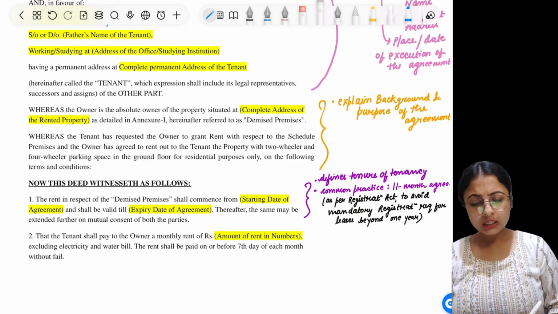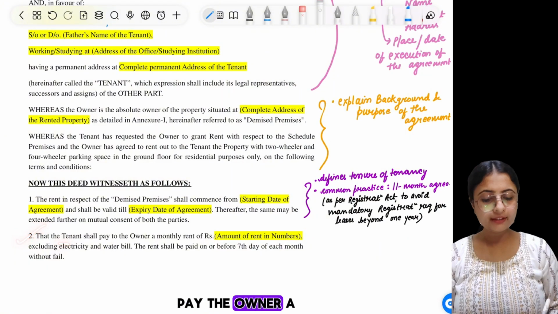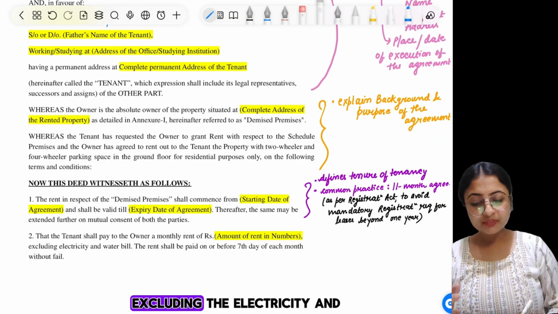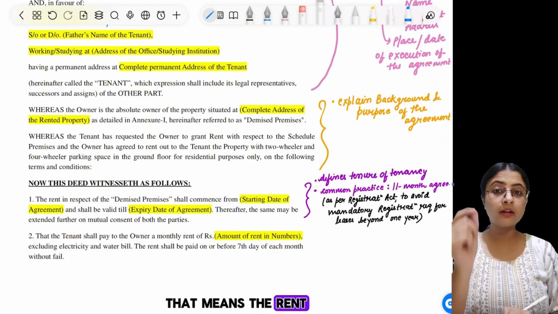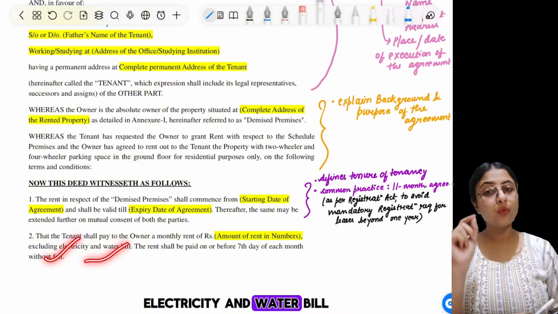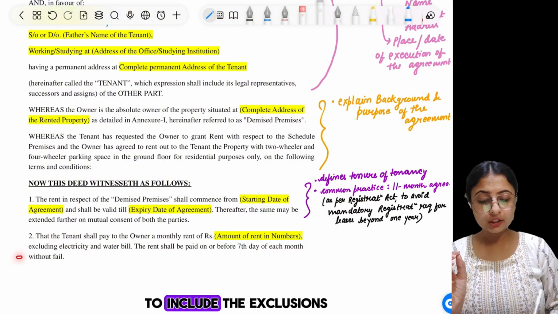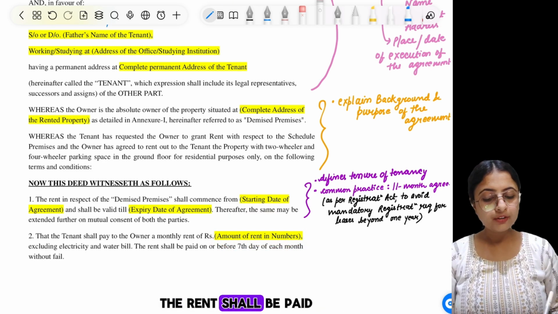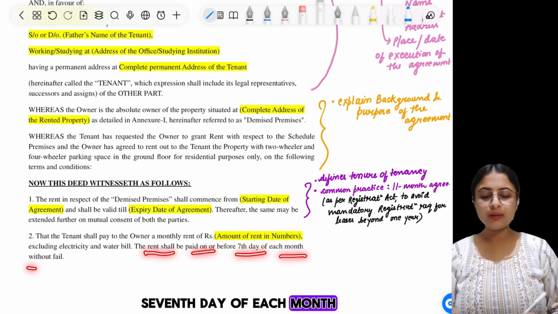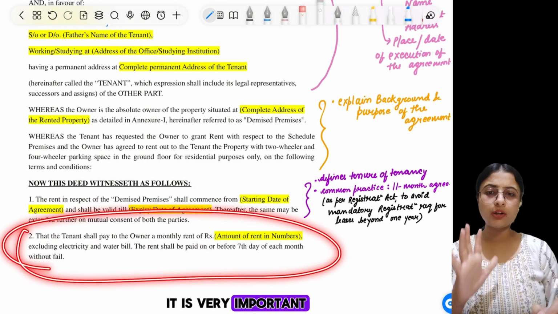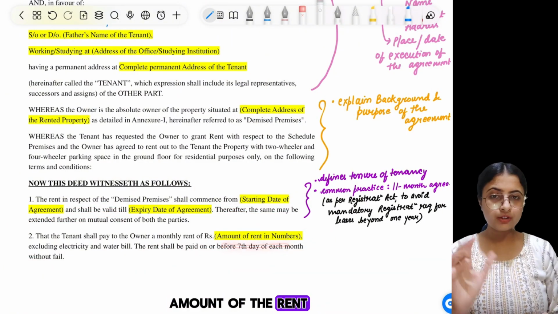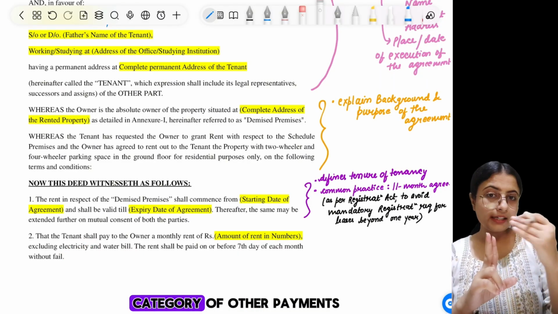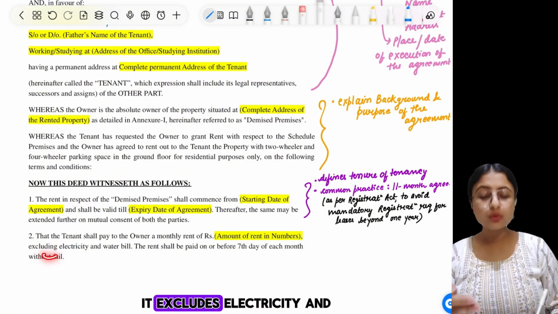Now, the second clause: the tenant shall pay the owner a monthly rent of rupees. Here we have to mention the monthly rent amount, excluding the electricity and water bill. That means the rent amount doesn't include electricity and water bill. It's very necessary to state the exclusions and inclusions in your monthly rent amount. The rent shall be paid on or before the 7th day of each month. So whenever you are drafting this clause, it is very important to first mention the amount of the rent, and second, to mention what other payments this rent amount includes or excludes, like in our example, it excludes electricity and water bill.